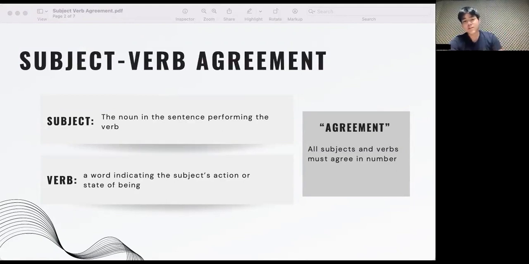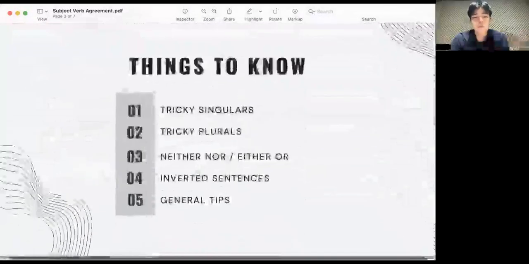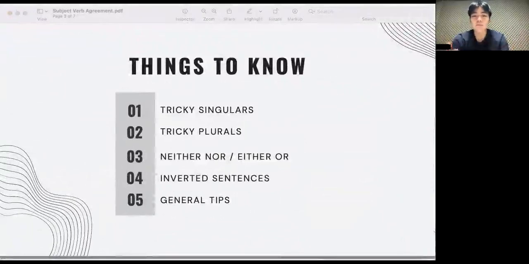Now, looking at these definitions, we can see that subject refers to the noun, person, place, or thing, in the sentence performing the verb. The verb is the word indicating the subject's action or state of being. And finally, agreement refers to an agreement in number, where if there's a singular subject, there must be a singular verb, and vice versa for plurals. Now, moving on, I've compiled 5 things to know when solving subject-verb agreement questions on the SAT exam, and we're going to be going through them one by one.